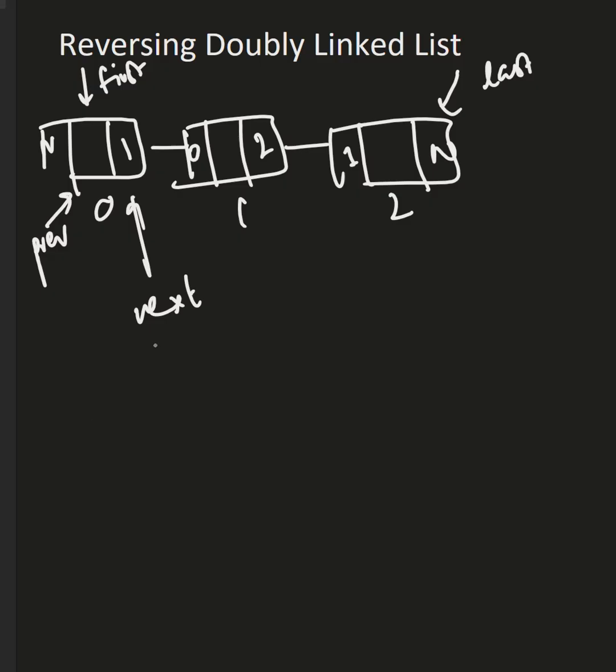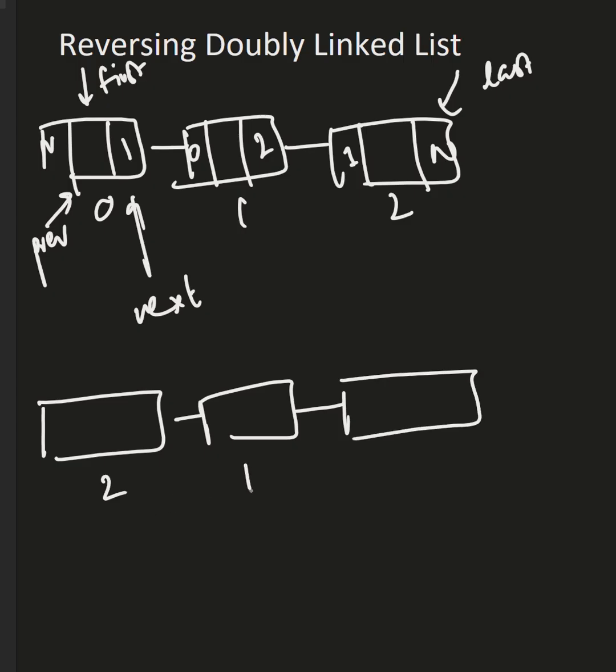So if I want to reverse it, I want it to be something like this. 2 will come first, then 1, then 0. So now the next pointer for 2 will be 1, and the next pointer for 1 will be 0, and for 0 it will be none. Then the previous pointer for 0 will be 1, and for 1 it will be 2, and for 2 it will be null. Now if you look at it clearly, you can see that the previous and next pointer for all of these nodes have been swapped.